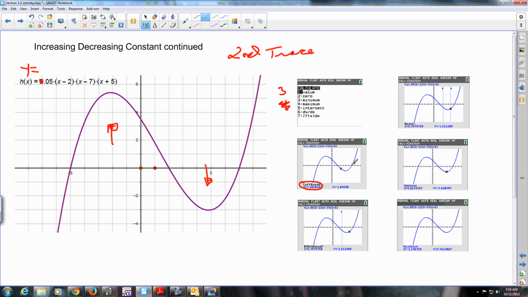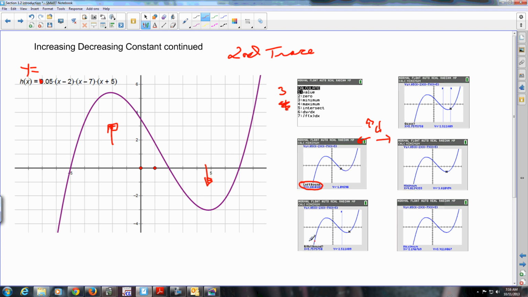The left bound means it's the left side of the minimum. So you just move your left to right arrows, not the up and down arrows. It's your left and right arrows that you're going to use to move across the graph. The cursor should move across. Sit anywhere on the left side of that minimum value and hit enter.